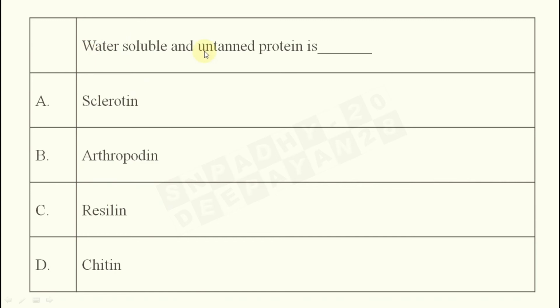Next you see, water soluble and non-tan protein. That is present in which one? That protein is known as what? Your arthropodin. Yes or no? Water insoluble and tan protein, that is your sclerotin.